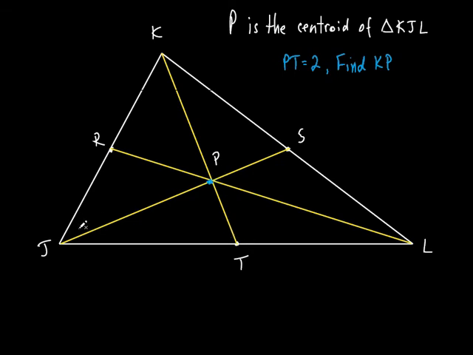It doesn't mean that we've bisected these angles, okay? Look at this angle right here. That doesn't look bisected. We did not bisect the angles. This is the median. It hits the midpoint of the opposite side. So anyway, P is the centroid.